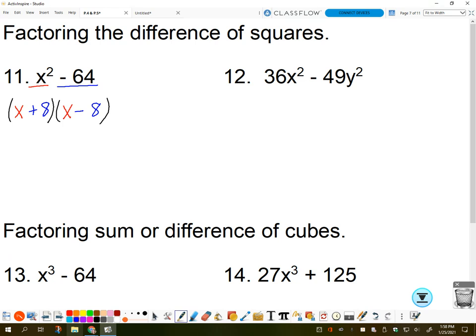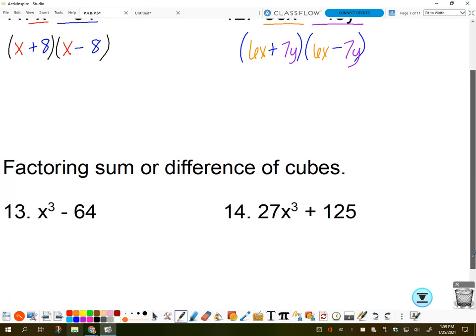All right, so number 12, going through that pattern again, 2 parentheses, 1 add, 1 subtract. The front numbers are the square root of the first term. So in this case, it would be 6x. The back numbers are the square root of the second term. So in this case, 7y. So you got 6x plus 7y, 6x minus 7y.